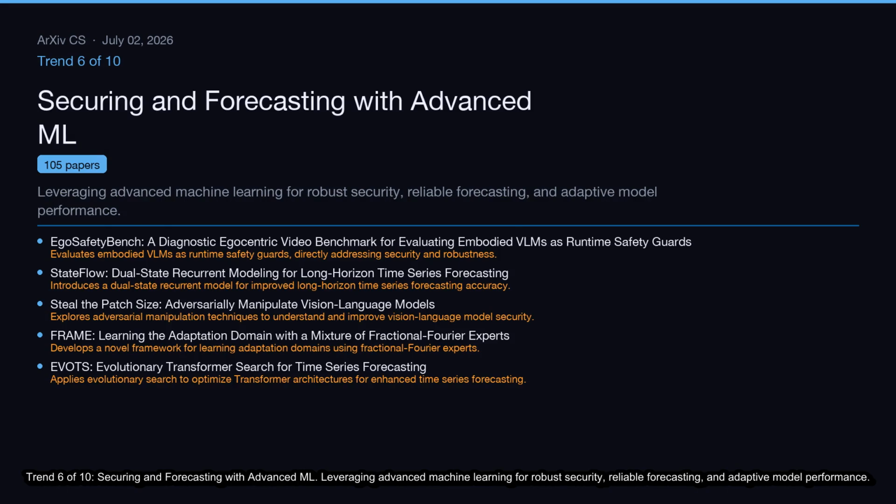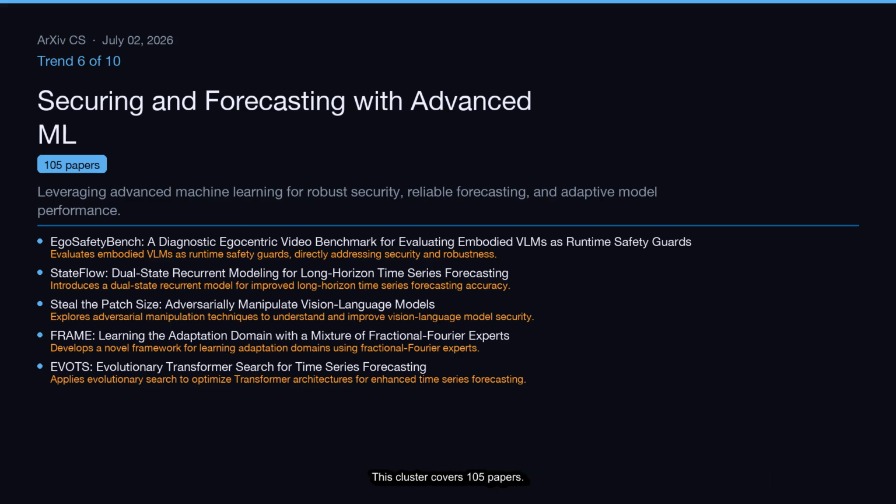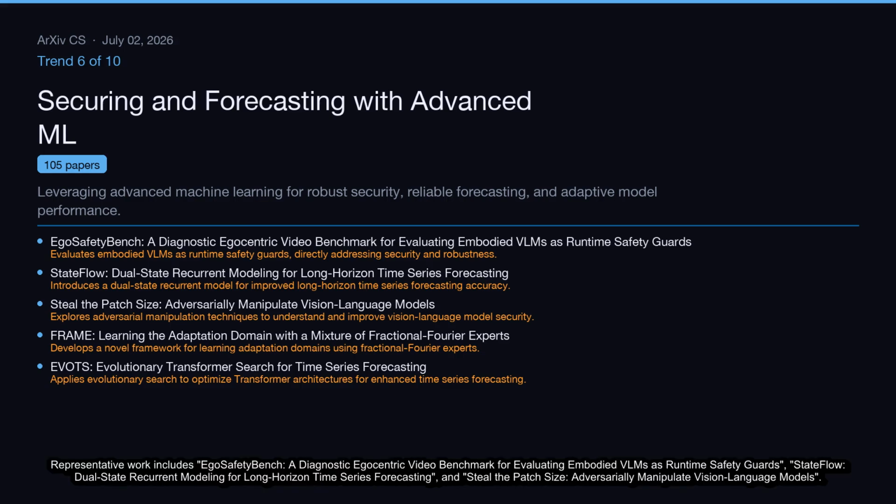Trend 6 of 10, securing and forecasting with advanced ML. Leveraging advanced machine learning for robust security, reliable forecasting, and adaptive model performance. This cluster covers 105 papers. Representative work includes EgoSafetyBench, a diagnostic egocentric video benchmark for evaluating embodied VLMs as runtime safety guards, StateFlow, dual-state recurrent modeling for long-horizon time series forecasting, and Steal the Patch Size, adversarially manipulate vision language models.